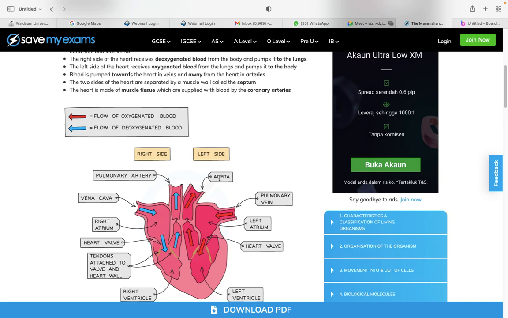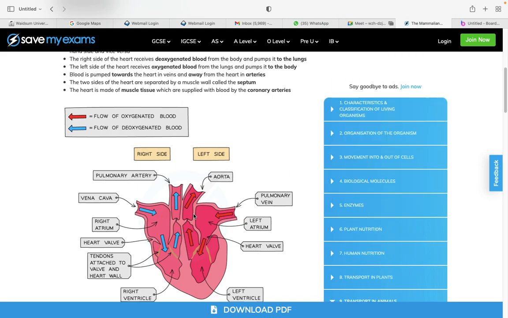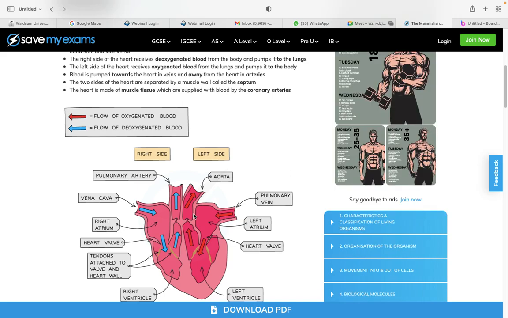Blood is pumped towards the heart in veins and away from the heart in arteries. So the blood that comes to the heart is through the veins. The blood that leaves the heart is through the arteries. So there are two connecting blood vessels: the arteries, which take the blood away from the heart, and the veins, which bring the blood to the heart.